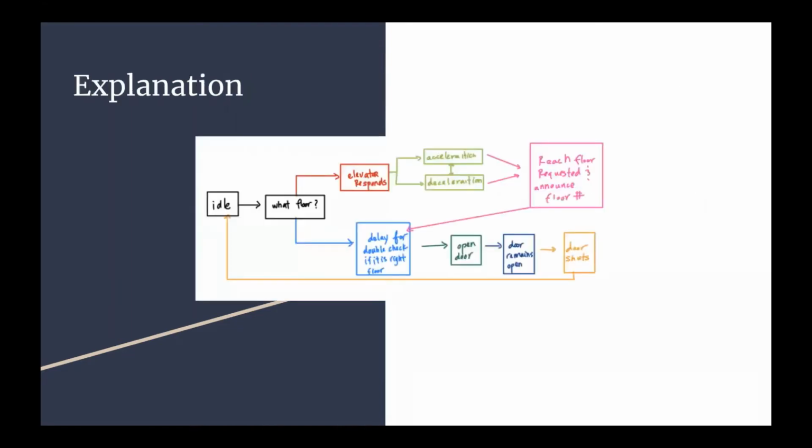And a quick explanation for this is we start off at the idle state right here, and then just how we normally go into the elevator, what floor we want to go to. And then for the next step is the elevator gives us a response. And as we enter the elevator, it either decelerates or accelerates.